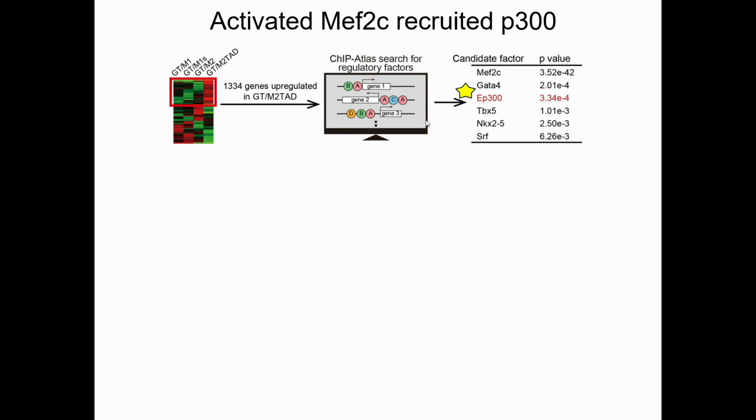Next question is how activated MEF2C could improve cardiac reprogramming. To determine this, we did ChIP-Atlas search for regulatory factors. We found that in the more than 1,000 genes upregulated in the MEF2C activated form, of course MEF2C, GATA4, TBX5, NKX, these cardiac transcription factors are recruited into the MEF2C binding site, but we found that EP300, P300, can also be recruited to this cardiac locus.